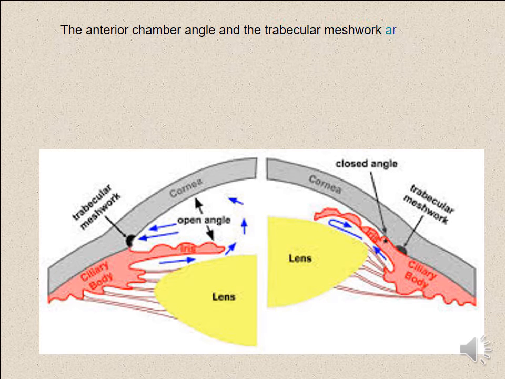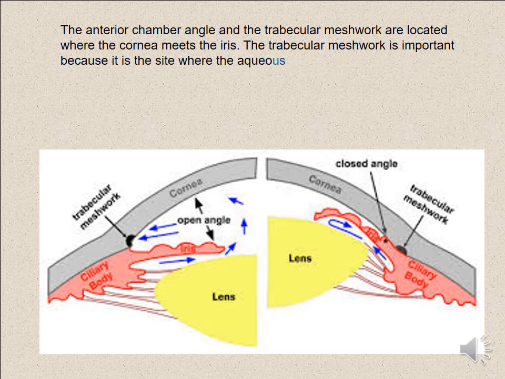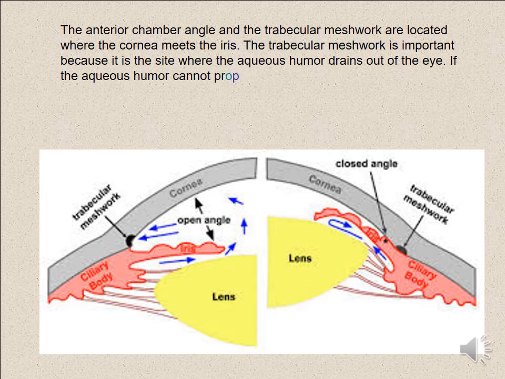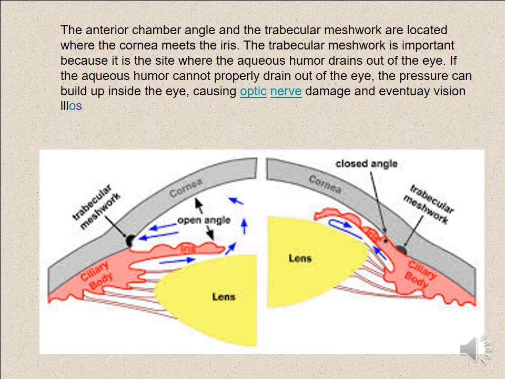The anterior chamber angle and the trabecular meshwork are located where the cornea meets the iris. The trabecular meshwork is important because it is the site where the aqueous humor drains out of the eye. If the aqueous humor cannot properly drain out of the eye, pressure can build up inside the eye, causing optic nerve damage and eventually vision loss, a condition known as glaucoma.